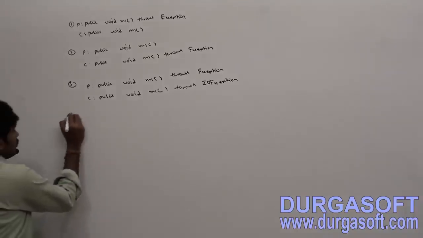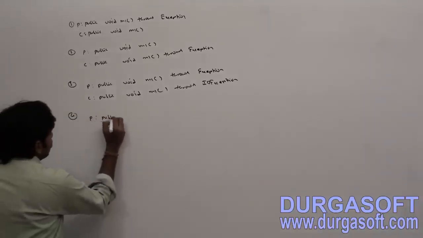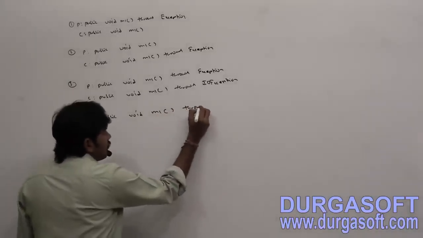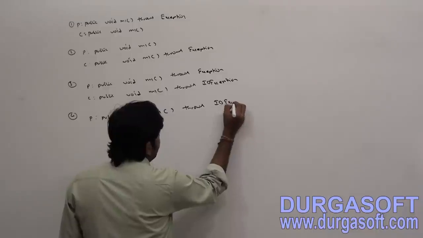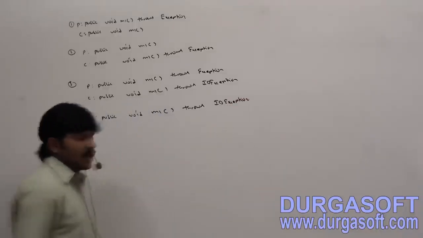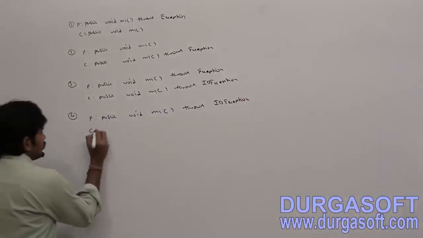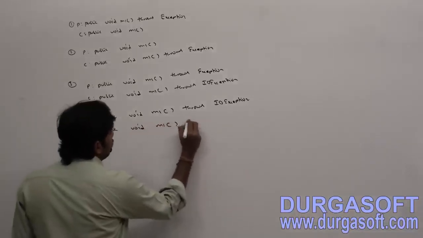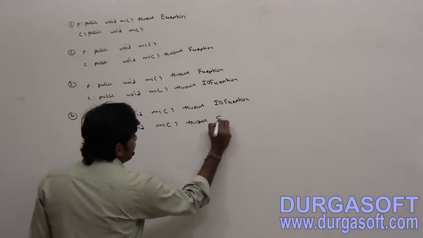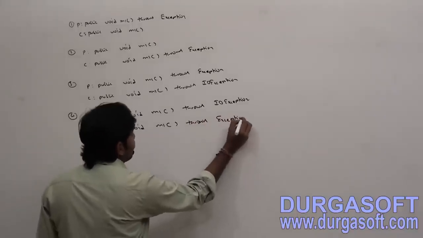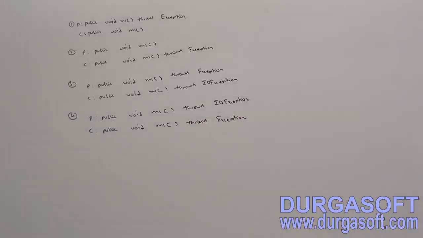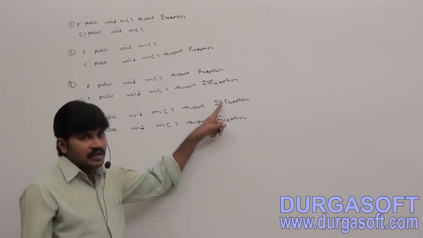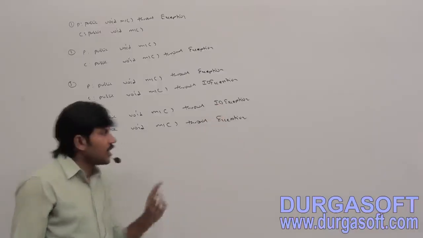Next, parent class method public void M1 throws IOException. Child class method public void M1 throws Exception. Have you observed? The parent class method throws IOException, and the child class method throws Exception. Which is the parent, which is the child? IOException is the child, Exception is the parent, according to our diagram.